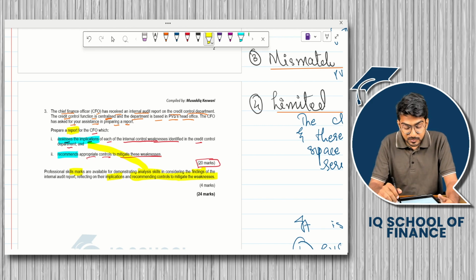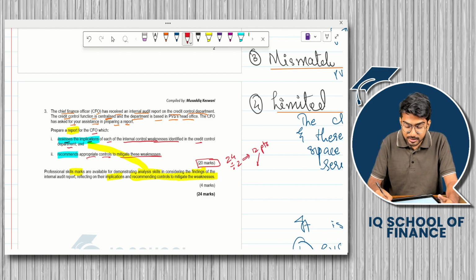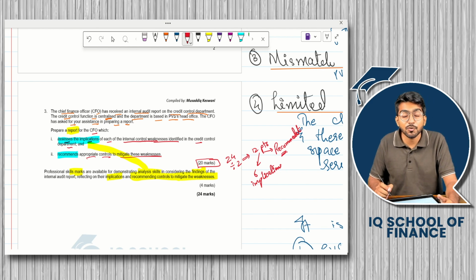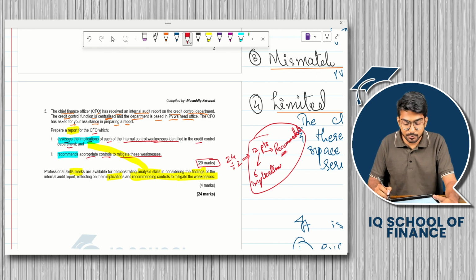So 4 marks for the professional skills. In total it is 24 marks divided by 2, which gives us 12 points. So 6 for the implications and 6 for the recommendations. This is how we are going to cover our 24 marks with the 12 points, right? So let's move forward and read exhibit number 4, which was provided for the internal audit report.